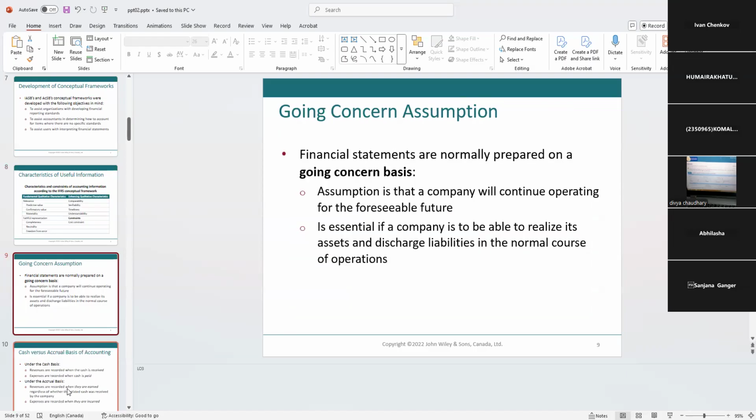So there are some other assumptions. One assumption is that the company is not going to close anytime soon. Going concern is related to the assumption that the company will continue operating for the foreseeable future, which is essential for the company and for the users. Because if you know that the company is closing next year, then you're going to use a different approach to prepare the financial statements.